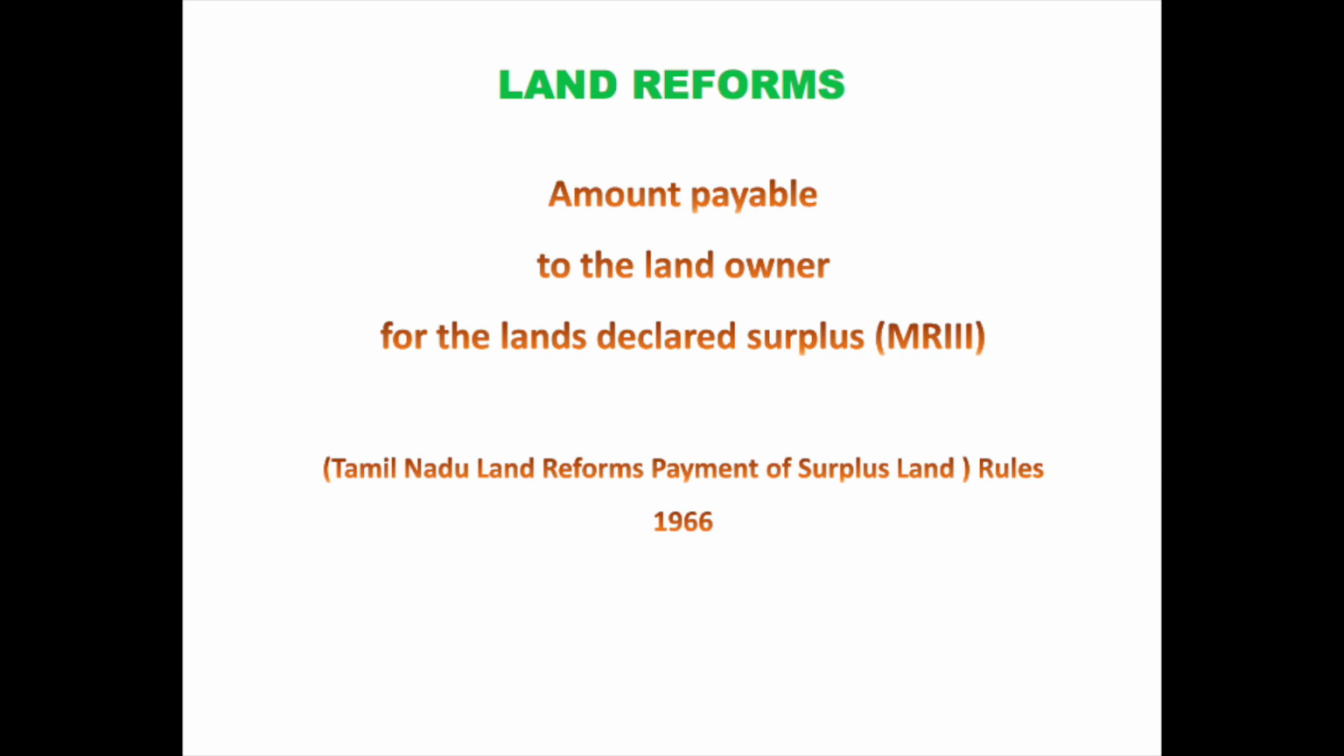Under MR1, proceedings leading to the declaration of surplus has been dealt with. For the land so declared as surplus, payment has to be made to the landowner. This is being dealt in MR3, that is Master Register 3.